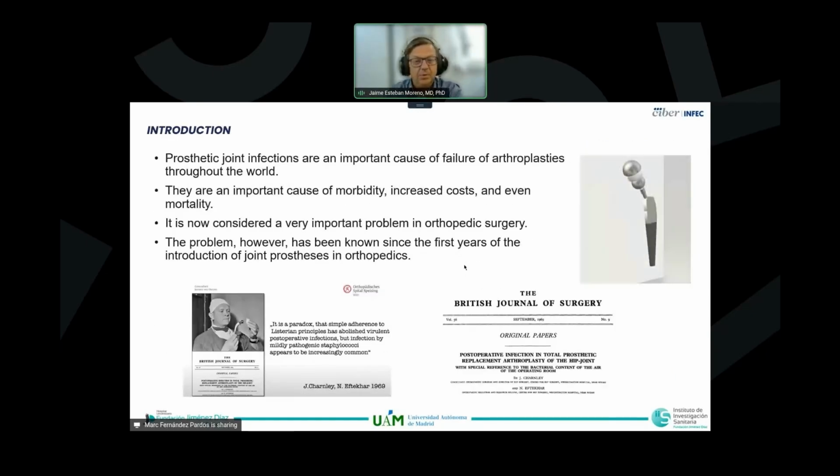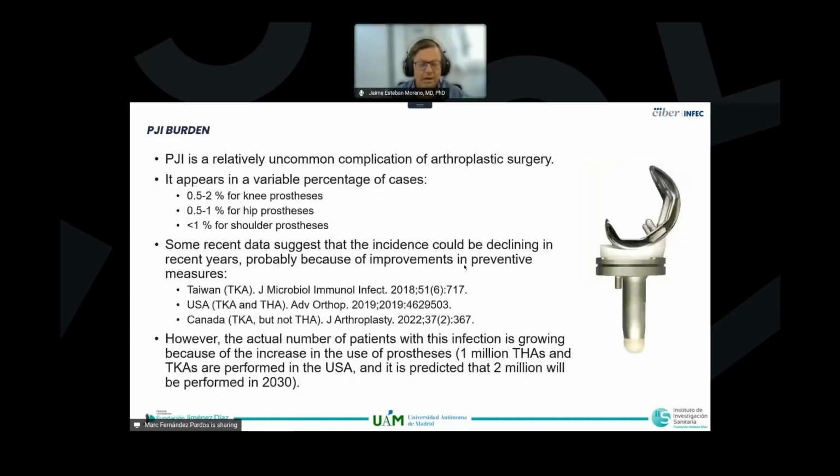Prosthetic joint infection is an important cause of failure of arthroplasty throughout the world, and it has a great impact on morbidity, mortality, and increases the costs of this procedure. It is a problem that has been known since the first years of the introduction of joint prosthesis in orthopedics. Here we have an article by Professor Charnley, when the first cases of prosthetic joint infections following the arthroplastic procedure appeared.